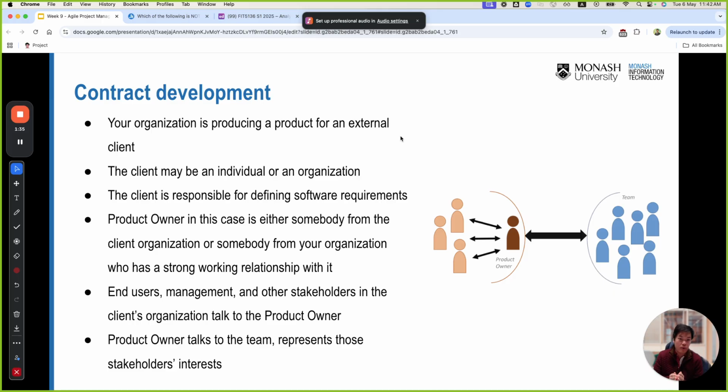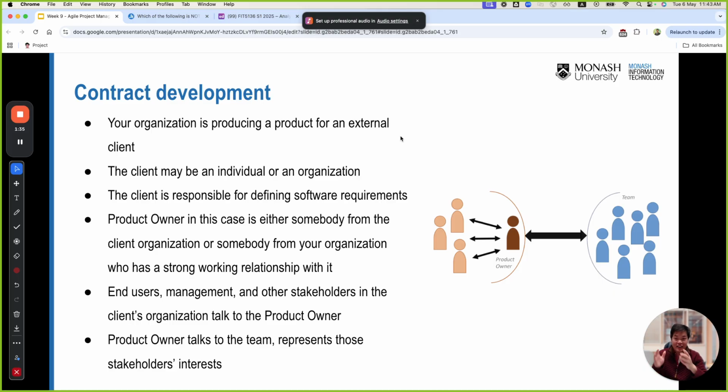You produce a product for an external client, let's say Coles or Woolworths. The client may be an individual or organization. You could be just a software company or a contractor. The client is responsible for defining software requirements.